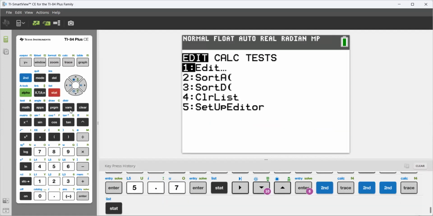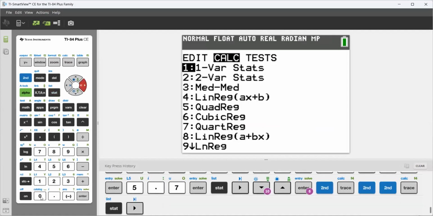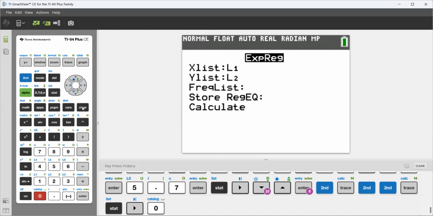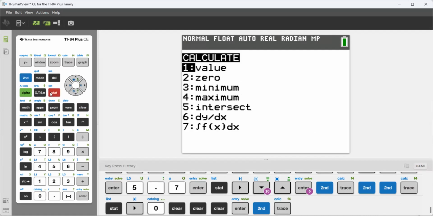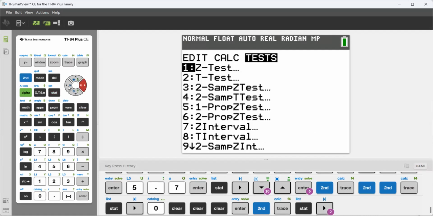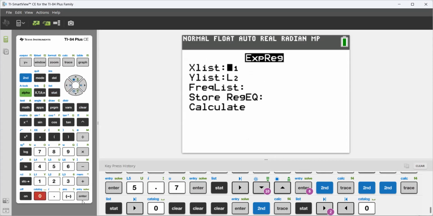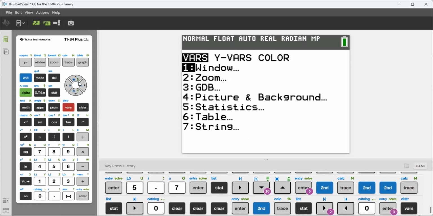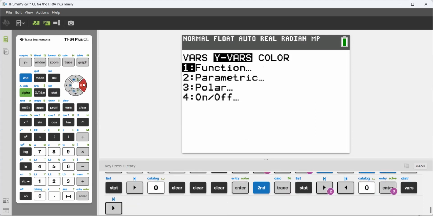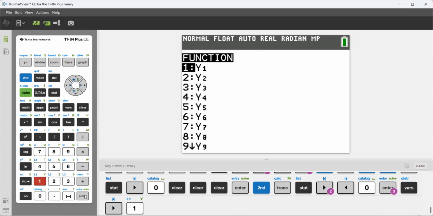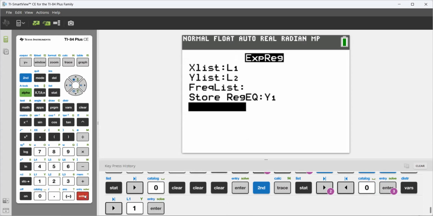Now I'm going to start again, calculate, and then 0, and then enter, enter, enter. Oops. Enter. Let's do it again. What am I doing? Start, calculate, and then you go 0, enter, enter, enter. Now here you could store the equation, so 1, then you do y1, and then enter, enter.